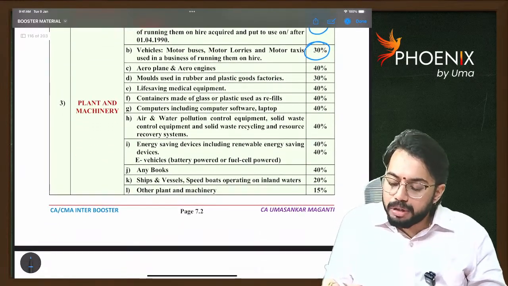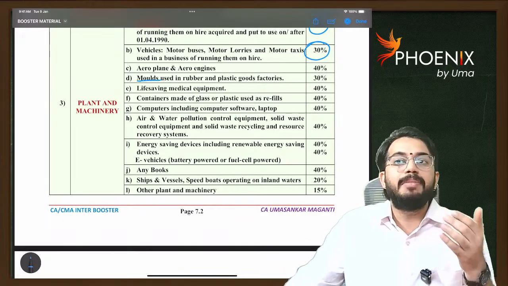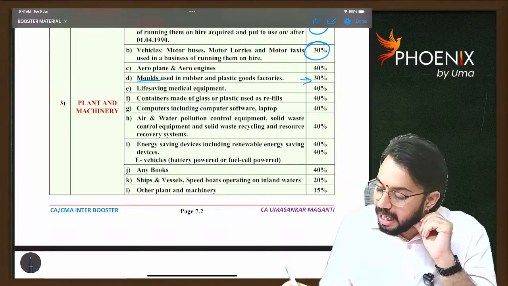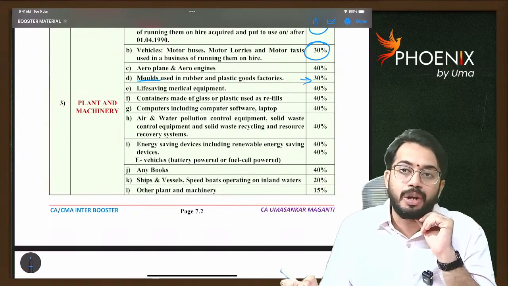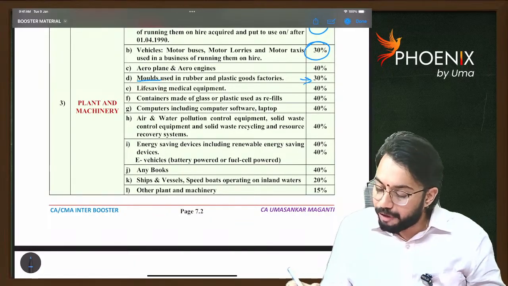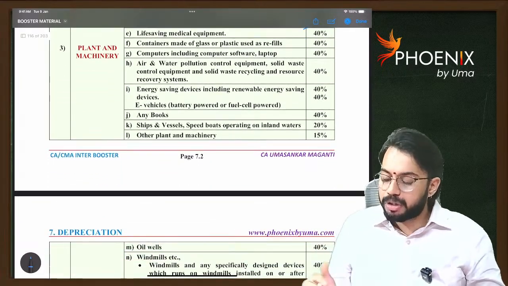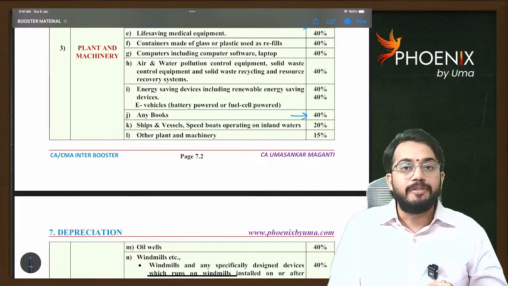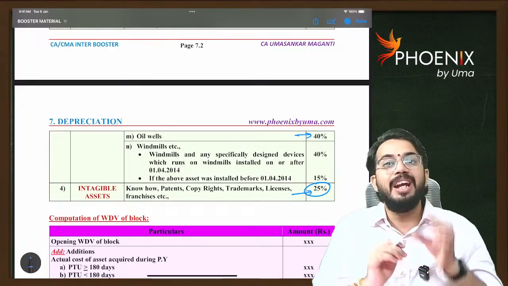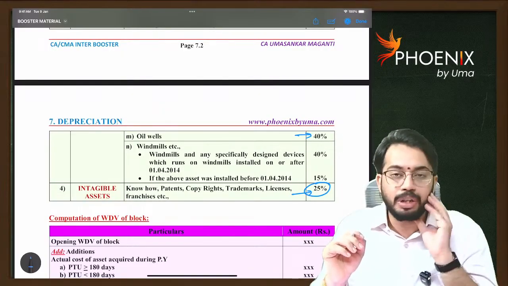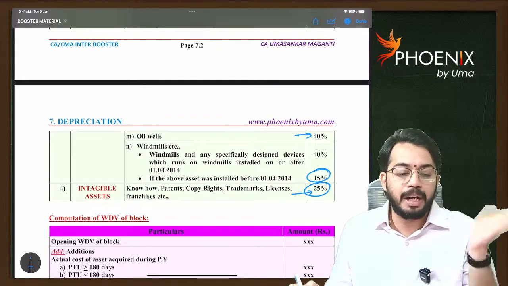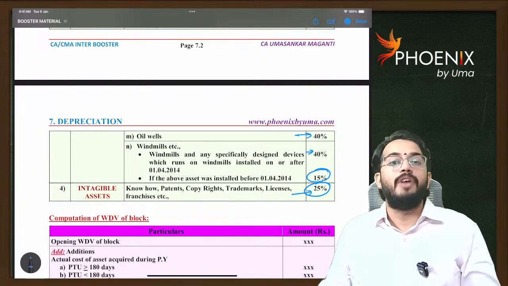Next, molds. You know molds, right? Using a mold, we can create n number of assets. On molds, the rate of depreciation applicable is 30%. Next, air pollution control equipment, life-saving medical equipment, rate of depreciation is 40%. Next, books, also 40%. Oil wells, 40%. Windmills, if installed before 1st April 2014, rate of depreciation 15%. If installed on or after 1st April 2014, rate of depreciation is 40%.